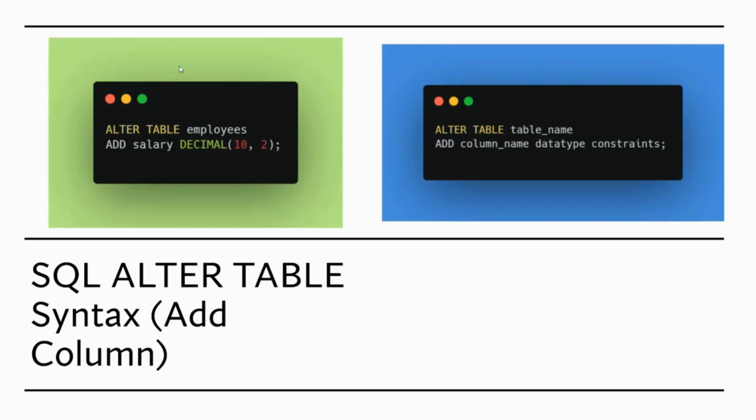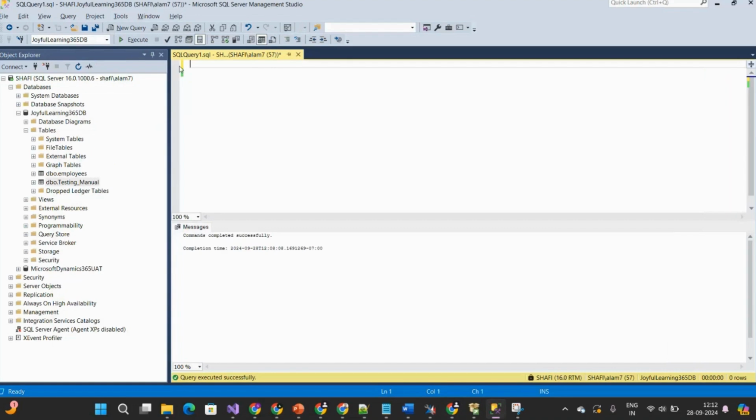So I have prepared a SQL cheat sheet. Please go through the cheat sheet and try to follow it. I hope you will remember all these syntaxes. Okay, now let's come to the topic. Here we saw manually how to update an existing table, and how to add a column.